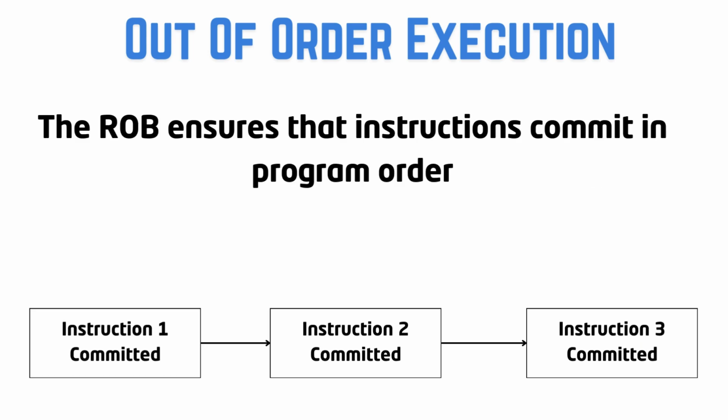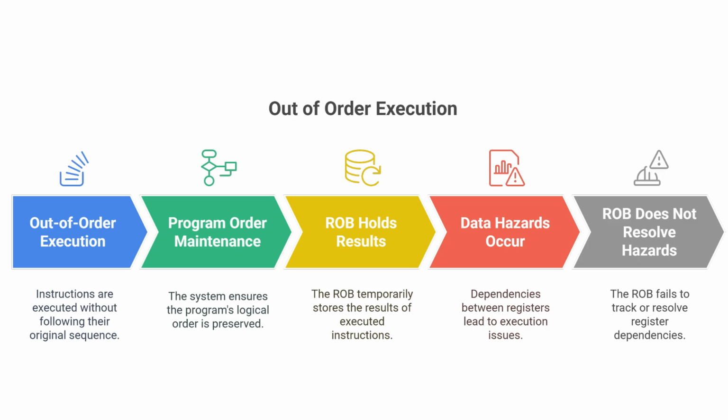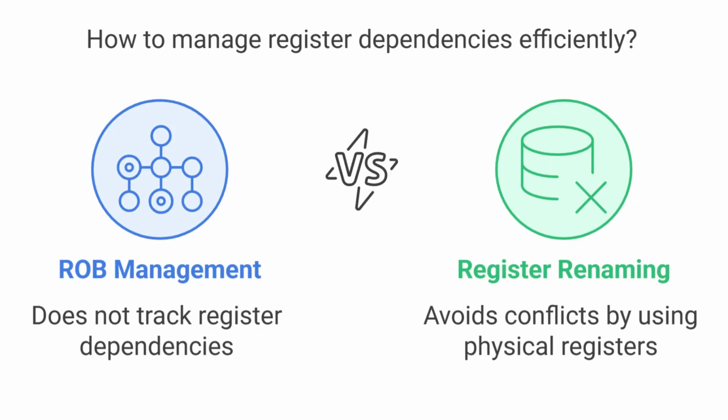Finally, during the commit stage, instructions are written to their final destinations in the original program order. In this way, even though the instructions are executed out of order, the computer tries to make sure that the program order is maintained. However, even though the ROB holds the results temporarily before they are committed to the register file, it doesn't prevent data hazards during execution. This is because the ROB does not track or resolve dependencies between registers during execution.